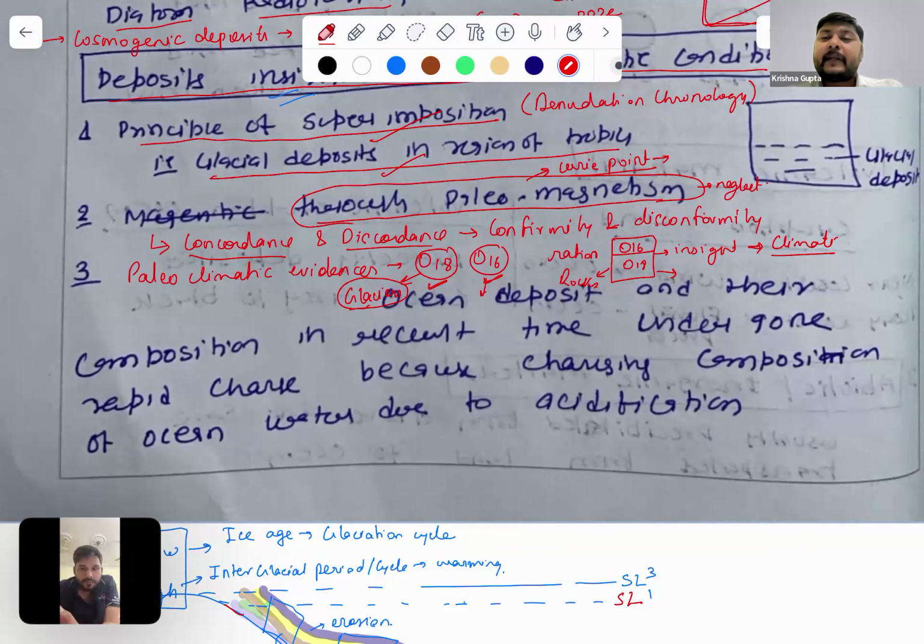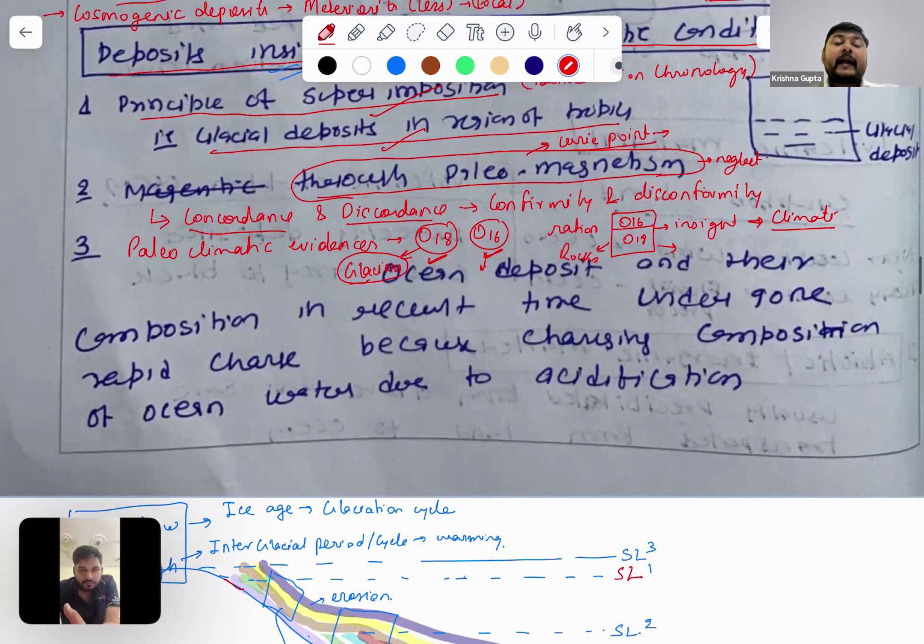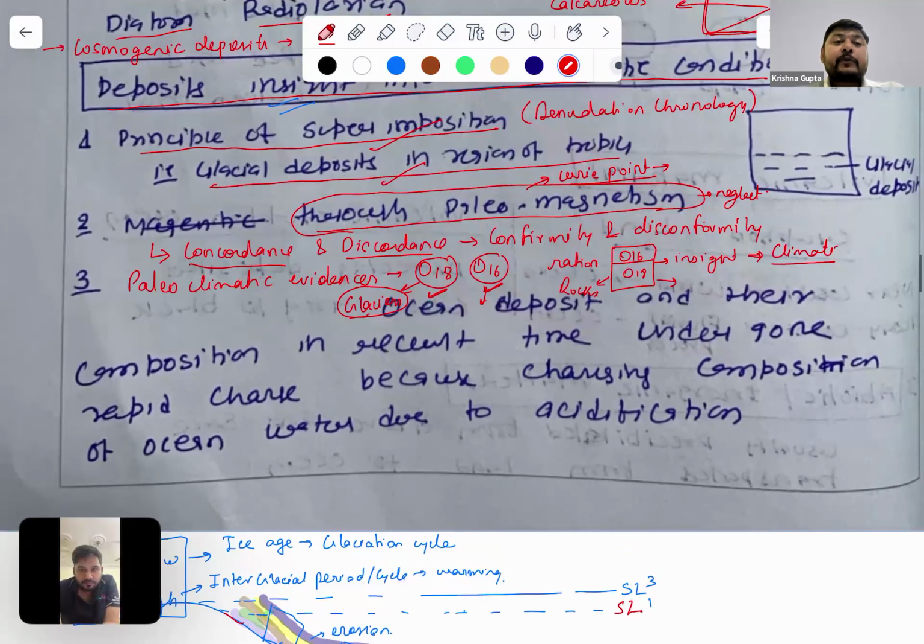Okay, this part can be neglected here, but yes, you can add other aspects. For example, superimposition, concordance and discordance, paleoclimatic evidences.